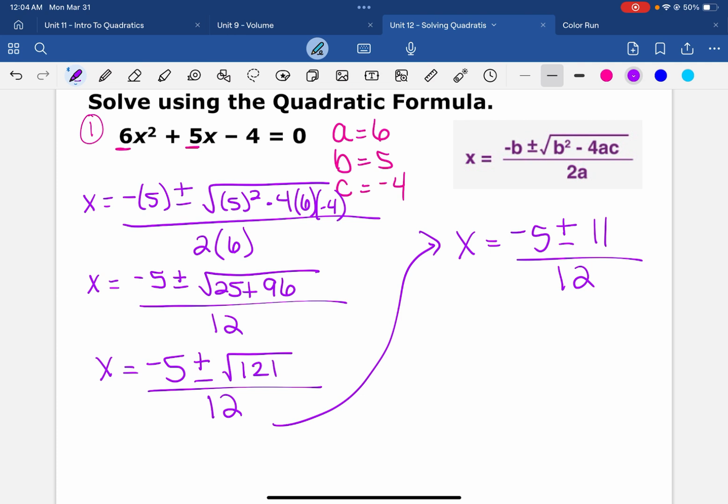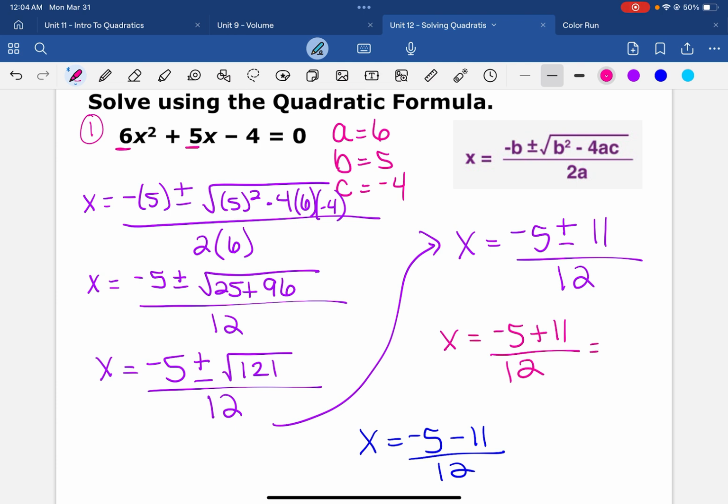So this is just like where we had factoring. I've got that plus or minus, so I'm going to set up two separate equations. The first equation I'm going to do is x is equal to negative 5 plus 11 over 12. And then my second equation, I'll drop down here, x is equal to negative 5 minus 11 over 12. And then we just finish solving this out.